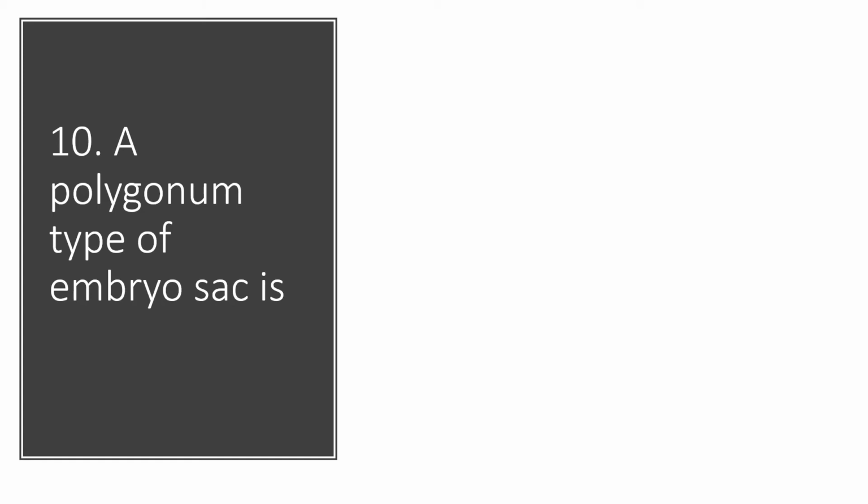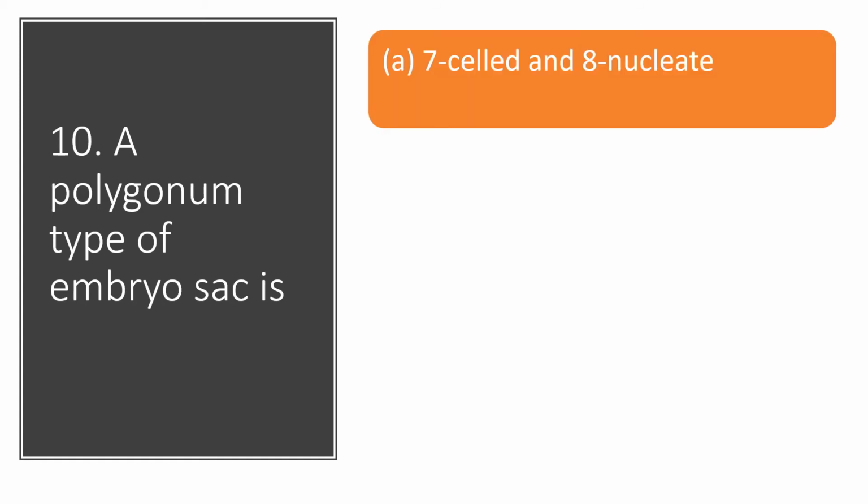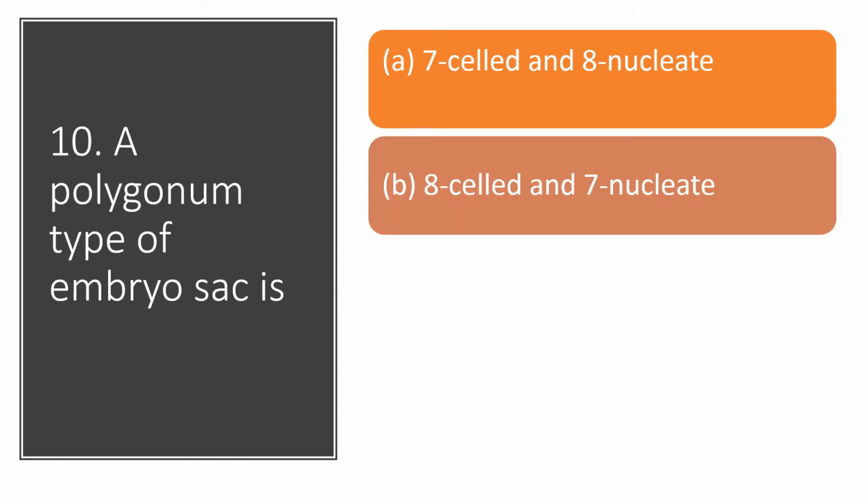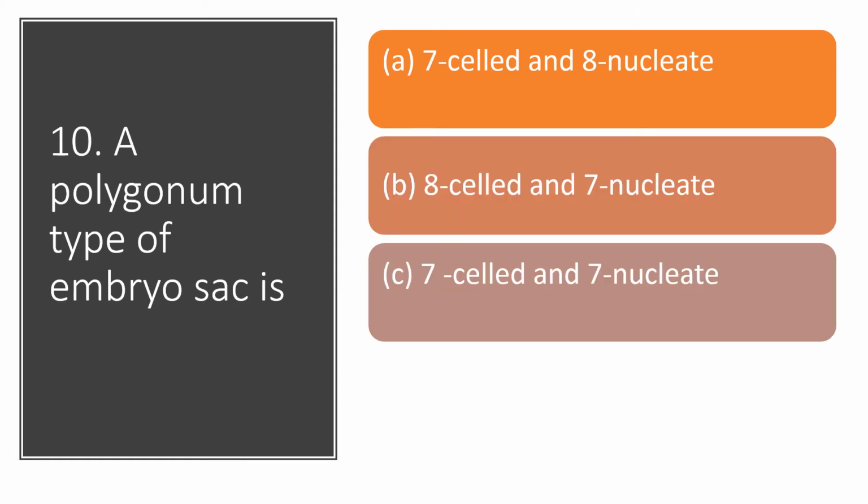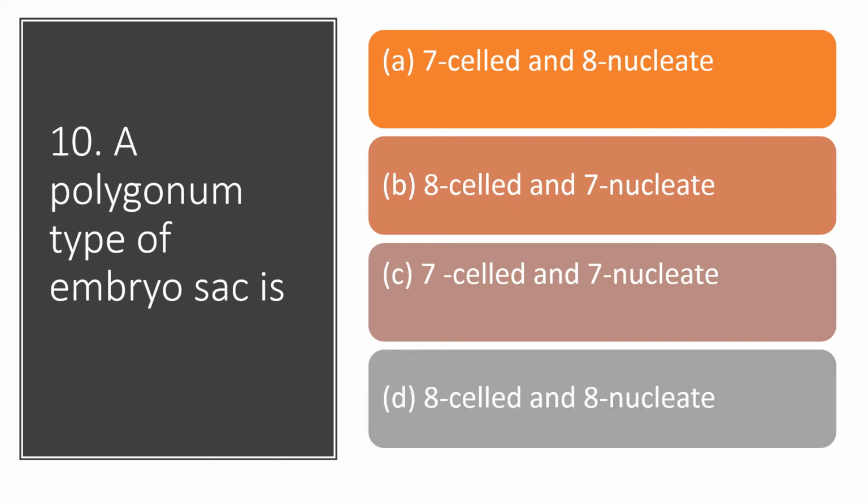Coming to question number 10. A polygonum type of embryo sac is: option A, 7-celled and 8-nucleate; B, 8-celled and 7-nucleate; C, 7-celled and 7-nucleate; and D, 8-celled and 8-nucleate. So we know what a polygonum type of embryo sac is. About 90% of angiosperms have a polygonum type of embryo sac, meaning the embryo sac consists of 7 cells and an 8-nucleate stage.